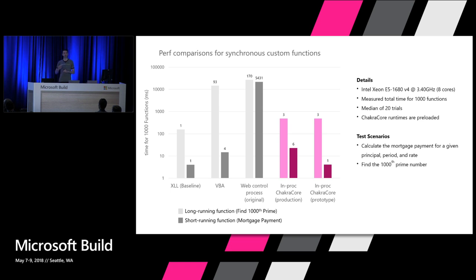You can see in the pink bars on the right-hand side, both light and dark, not only are we far beating the performance of the web control process because it doesn't need to cross the process boundary, but we're even exceeding the performance of VBA inside Excel with JavaScript and coming very close to the performance of XLL add-ins. So I'm really excited to show you these numbers, and I want you all to try out the performance that we have, give us your feedback, and let us know what you think.